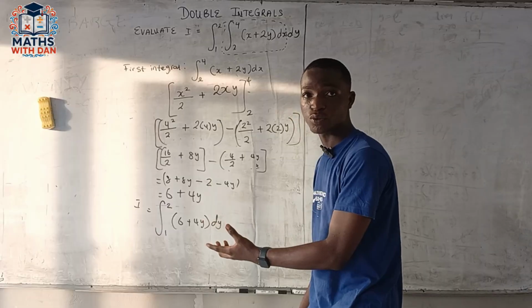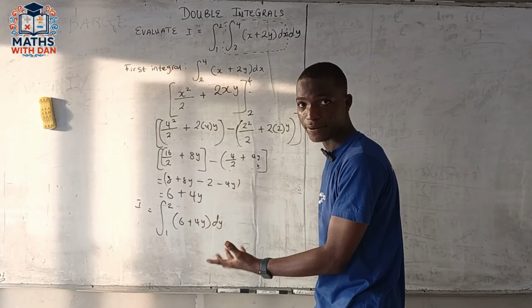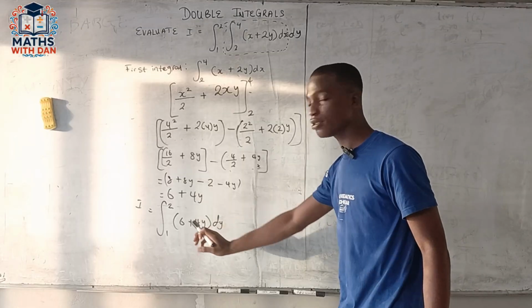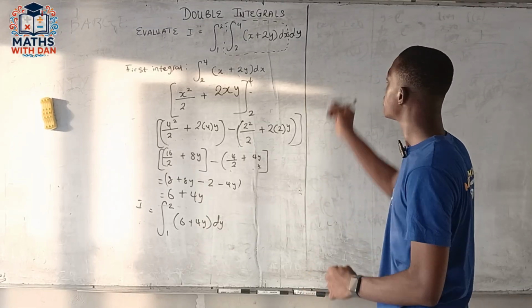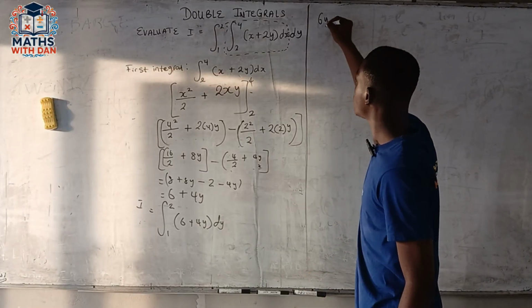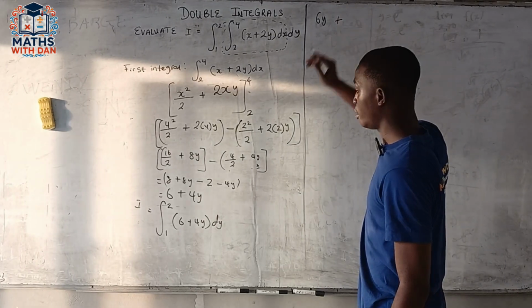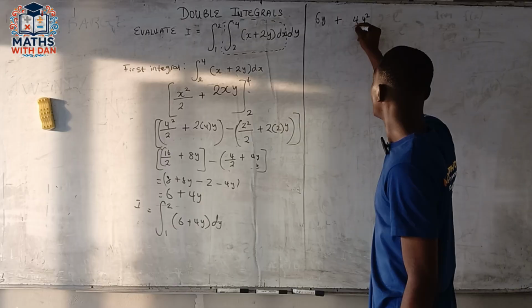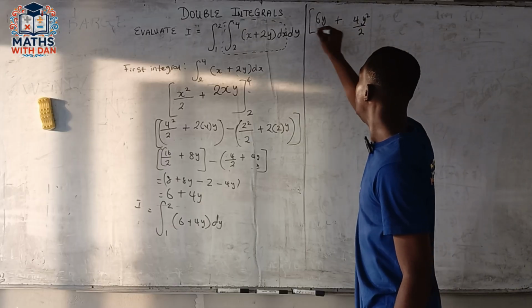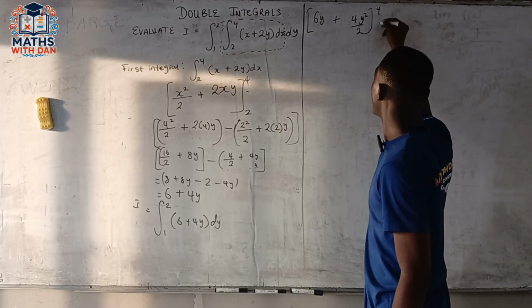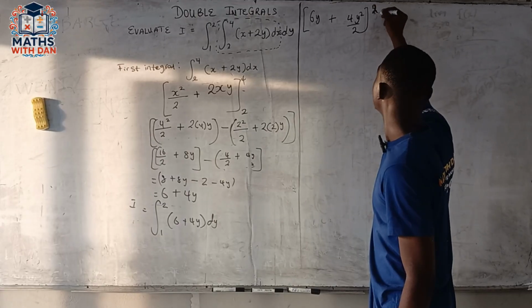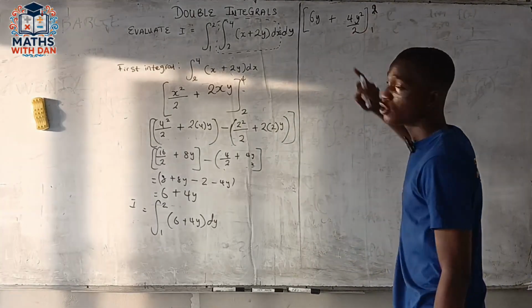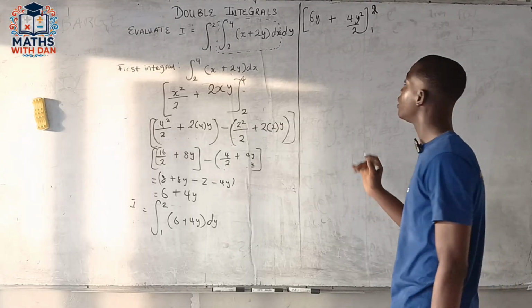So we are now integrating with respect to y. Right? Now if you are integrating with respect to y, we will integrate 6. The integral for 6 is 6y, plus the integral for 4y, which is 4y squared over 2. Right? Then the boundary is from 1 to 2. So we are going to substitute the upper limit and the lower limit.